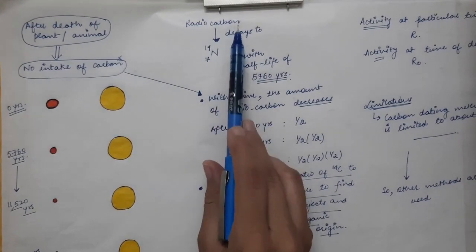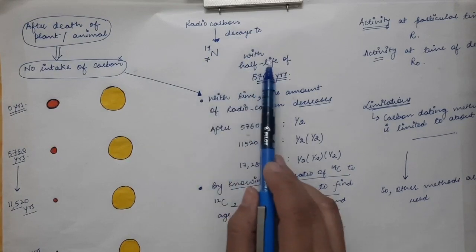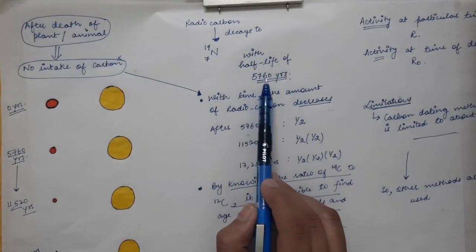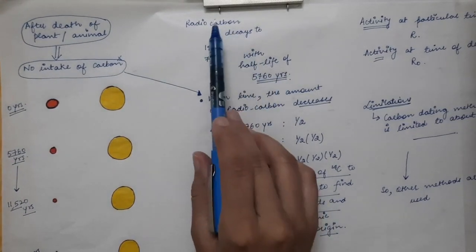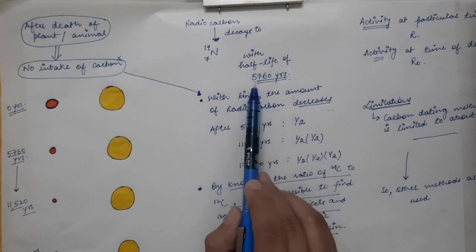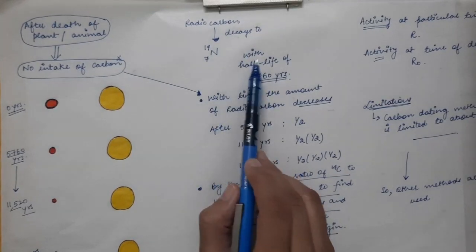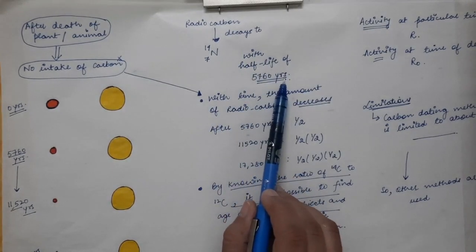The radioactive carbon continuously decays to nitrogen 14 with a half-life of 5760 years. So the half-life of radioactive carbon is 5760 years, and you have to remember this number.